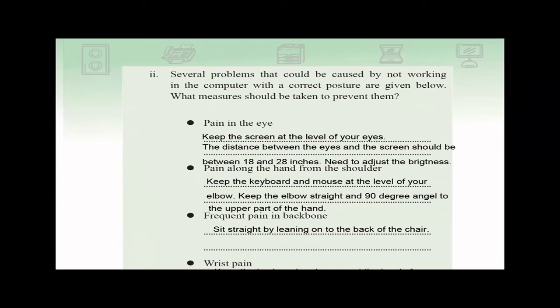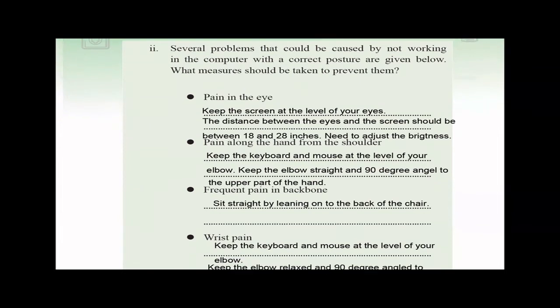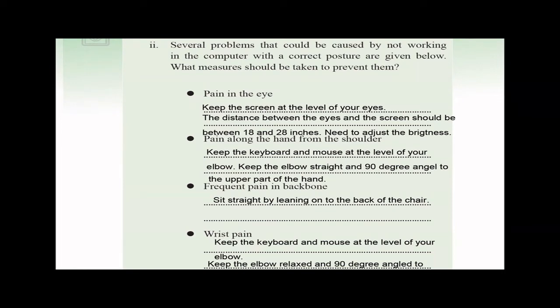Several problems can be caused by not working on the computer with the correct posture, as given below. So what are the measures you can take to prevent them? If you have pain in the eye, why is that caused? Maybe because the screen is not at the correct level. So keep the screen at the level of your eyes. The distance between your eyes and the screen should be 18 to 28 inches. And the brightness of the screen is very important, you have to adjust it properly. So these things should be done to avoid pain in the eye.